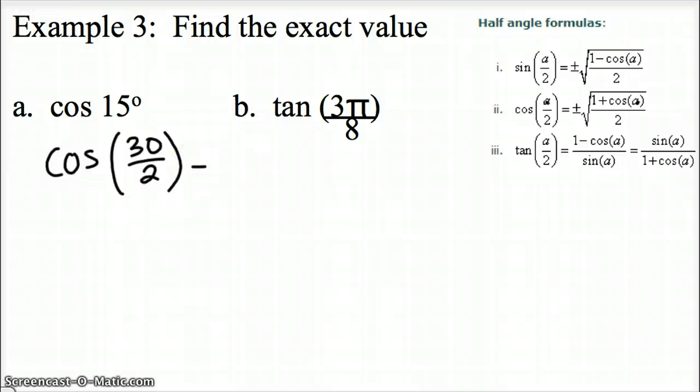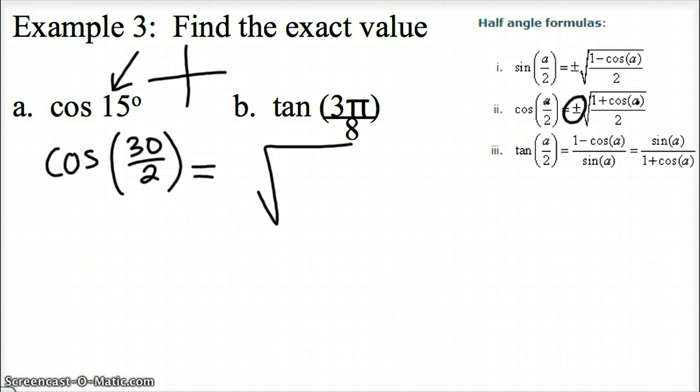So we're going to find the cosine of 30 over 2 by doing the square root of, we think of whether it's going to be positive or negative. So 15 degrees, will the cosine be positive or negative at 15 degrees? Well, there's 15, and the cosine will be positive there, because cosine and sine are both positive. So it's going to be positive square root of 1 plus the cosine of 30 all over 2.